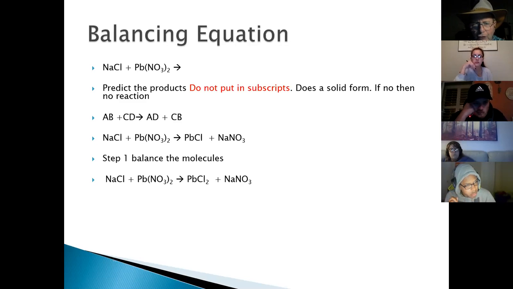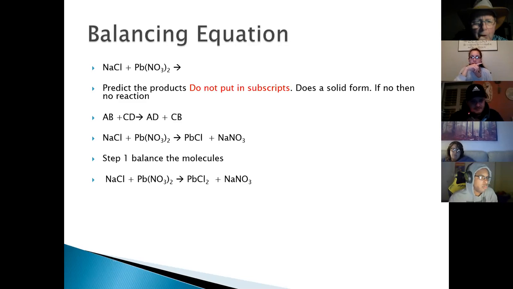I think she's quit while she's ahead. One. Thank you. How many do we have on the right? Two. No. The two is modifying the chlorine, not the lead. Oh, one. So I have one lead on each side. Okay, Armethia, how about my sodiums? One on each side. So my cations are balanced.